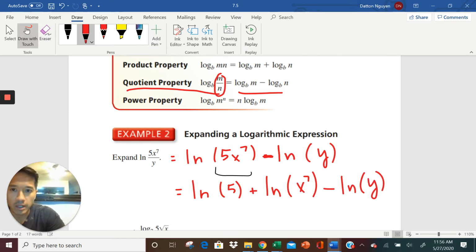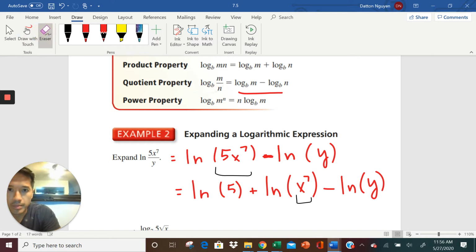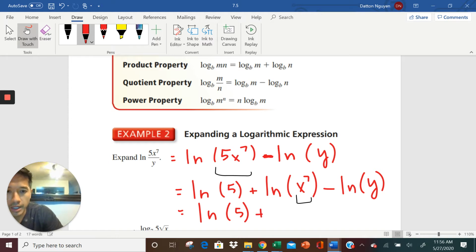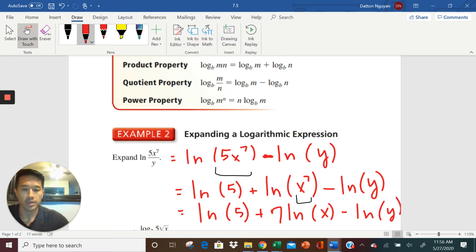So now I have one more thing to take care of. This right here. This is x to the 7th power. So now this is a power property. Okay, so now I'm going to invoke the power property on this part right here, x to the 7th power. So natural log of 5 stays the way it is, and this time x to the 7th power, exponent 7 goes on the outside. I leave it natural log of x minus natural log of y, and that's all you have to do. It's just breaking apart the property using that.